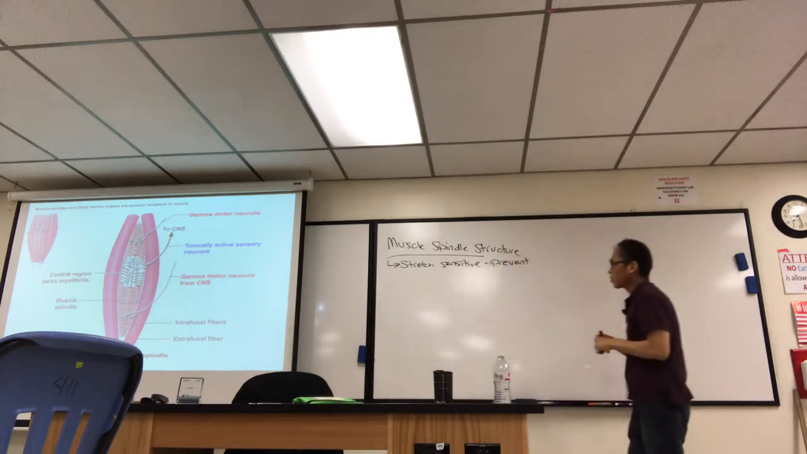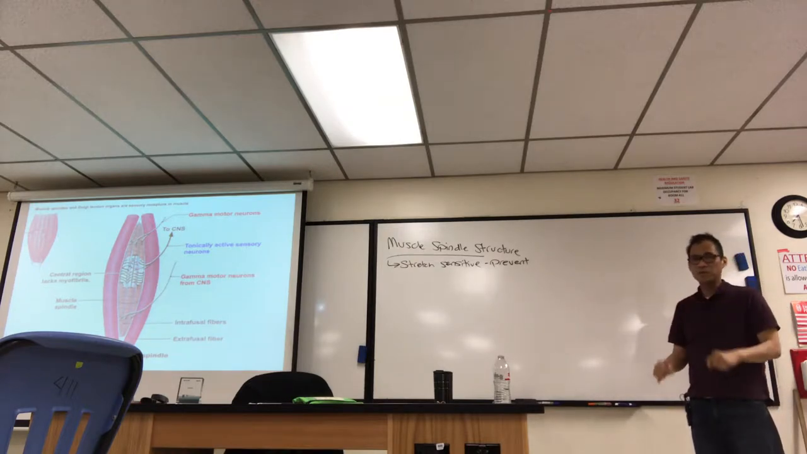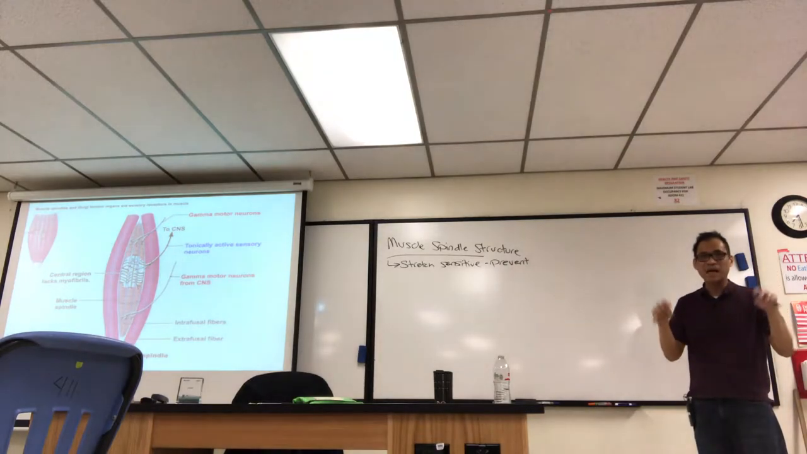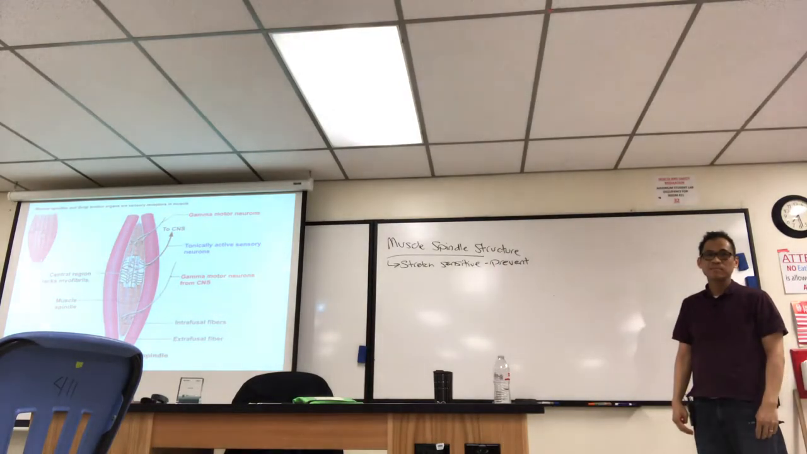Sprain is usually a term for when you stretch out connective tissues. Usually for muscles, if you stretch them out too much, they use the word strain, not sprain. So what would be considered an example of a stretch of the spindle?